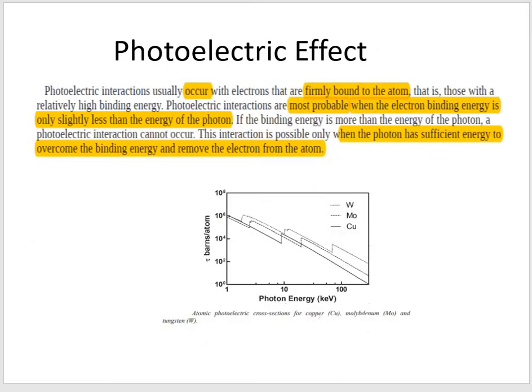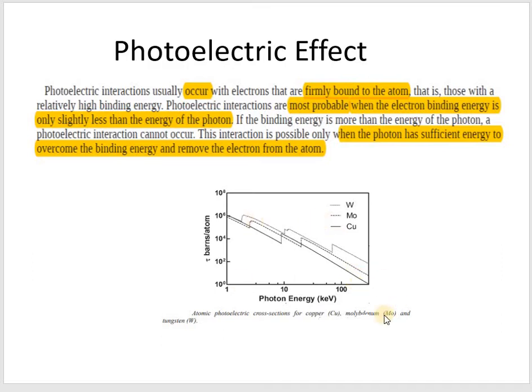Although it sounds simple, let's have a closer look at when photoelectric interaction is most likely to occur. This is atomic cross-section data for the photoelectric process of three different elements: tungsten, molybdenum, and copper. They each have a different atomic number, and the cross-section is plotted against the energy of the photon on a log scale, with the energy range from 1 up to a few hundred keV.